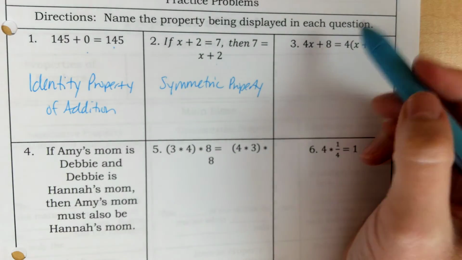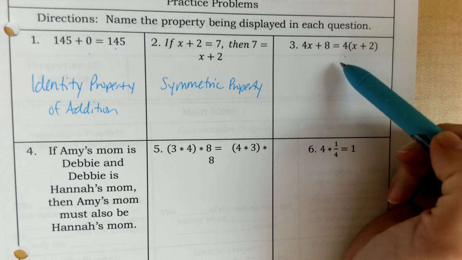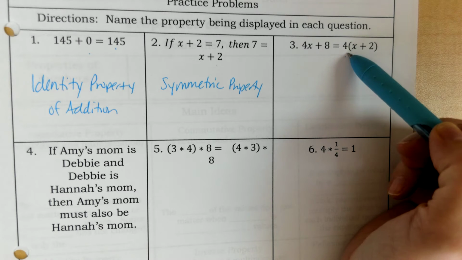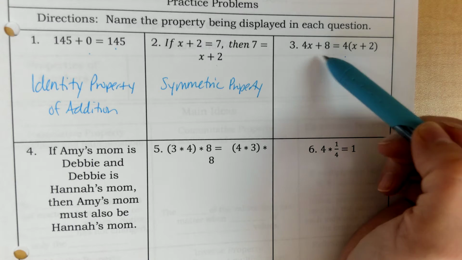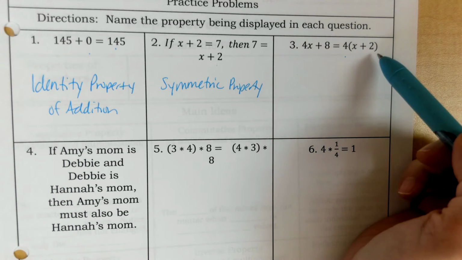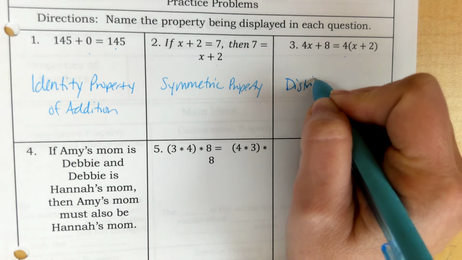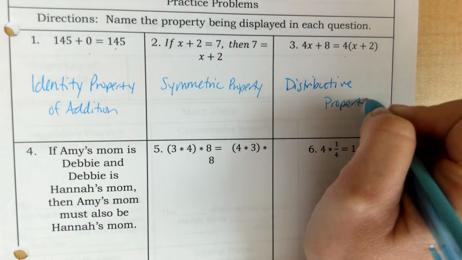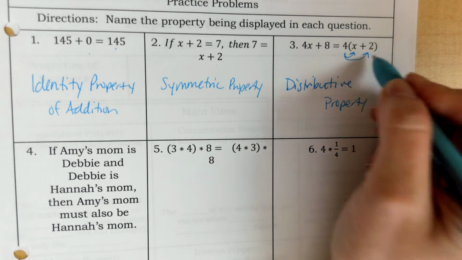Then we have that 4x plus 8 is equal to 4 times x plus 2. Notice what's happened here, and it's actually kind of the opposite of this property, but we still call it the same property. This 4 has been distributed to the x and the 2. The 4 has multiplied by x to get 4x, and the 4 has multiplied by the 2 to get 8. So what we've done is we have distributed. This is the distributive property. We've distributed that 4 to everything inside of the parentheses.